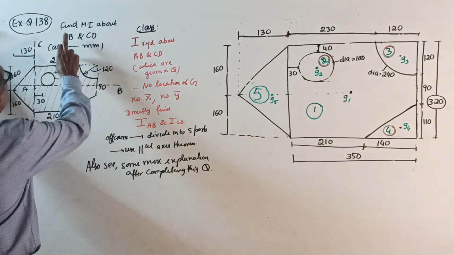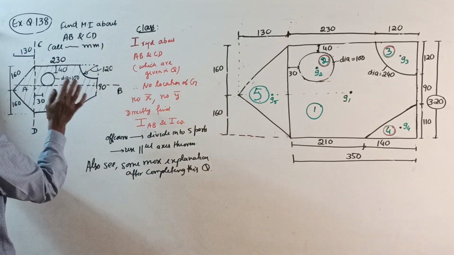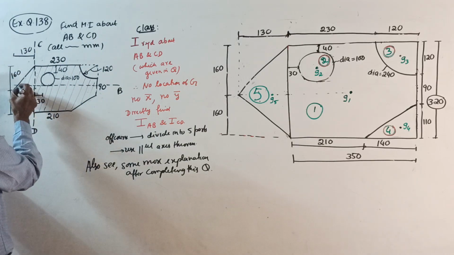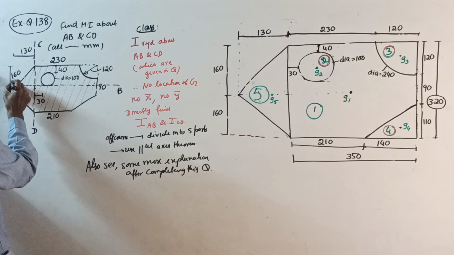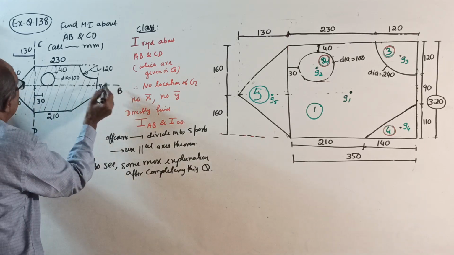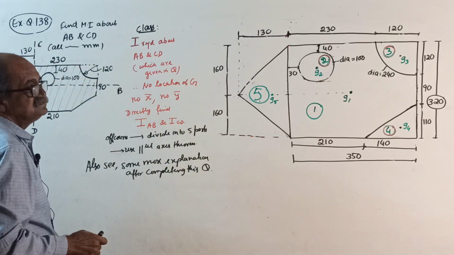The question is, find moment of inertia about AB and CD. See, they are telling you where AB is. AB is here, touching the bottom edge of the circle. CD is through this junction. This is the question.